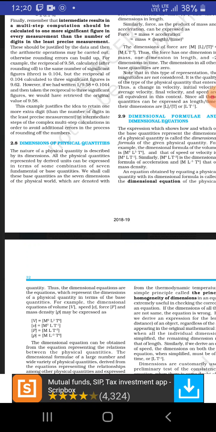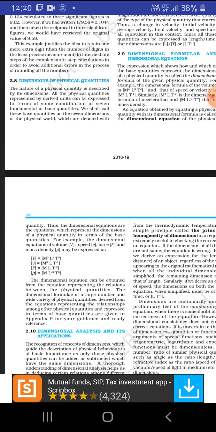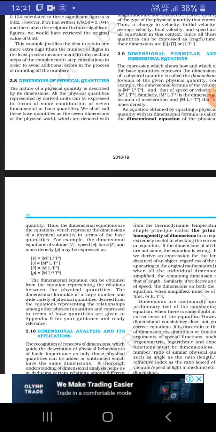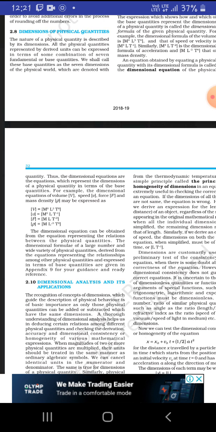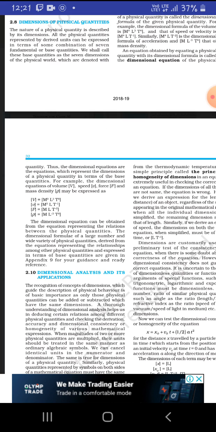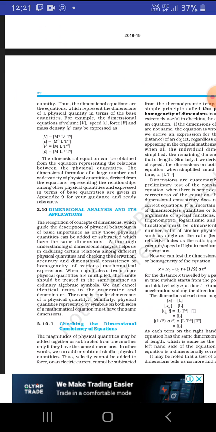In the dimensional equation, we take v for speed, capital F for force, and rho for density. So volume is equal to ML3T, speed is equal to MLT minus 1, force is equal to MLT minus 2, and density is equal to ML minus 3T squared. These are the dimensional formulas for mass, volume, speed, force, and mass density. It is very important for us, because by that we can solve the problems.